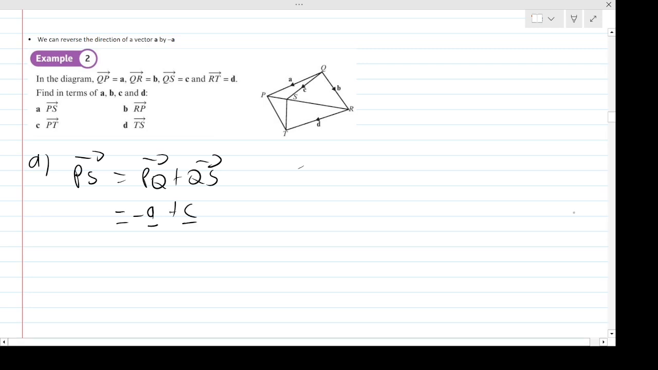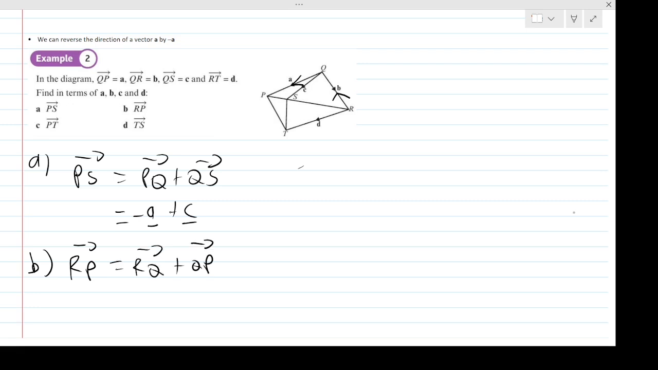There we are. Right, part B then is R to P. So we want to start at R, which should be here, and end up at P there. Now obviously you would just go along this line here to get directly from R to P, but we can't do that because we don't have a vector for it. So we need to find another way. And actually I can go from R to Q that way, and then from Q to P that way. So I could say that's R to Q and then Q to P.